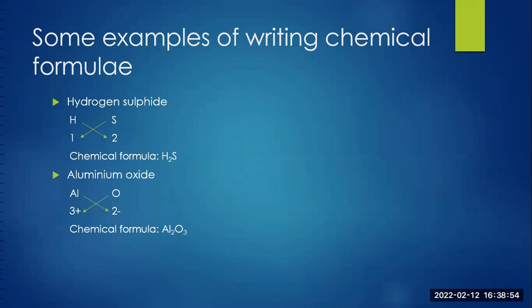Next compound under consideration is aluminium oxide. Symbols of aluminium and oxygen are Al and O. Their respective valencies are 3+ and 2-. Therefore, the chemical formula becomes Al2O3.